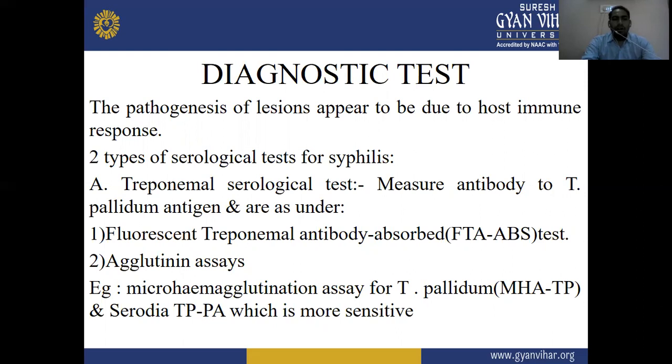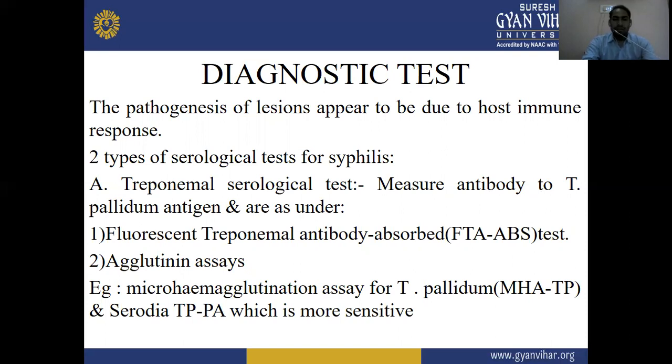First of all, treponemal serologic tests, which measure antibodies to Treponema pallidum antigen, are as follows. First one, fluorescent treponemal antibody absorbed test. FTA-ABS means fluorescent treponemal antibody absorbed test.